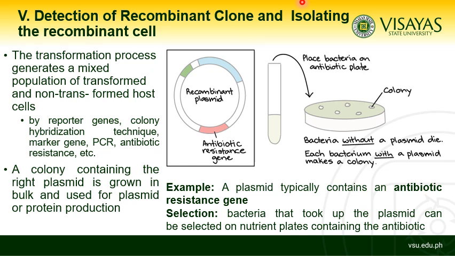So once we have purified our transformed host by the screening process, it is now our job to provide them optimum parameters to grow and multiply. Since we now have colonies, we can subject them to optimum conditions for them to grow and multiply. A colony containing the right plasmid is grown in bulk and used for plasmid or protein production.